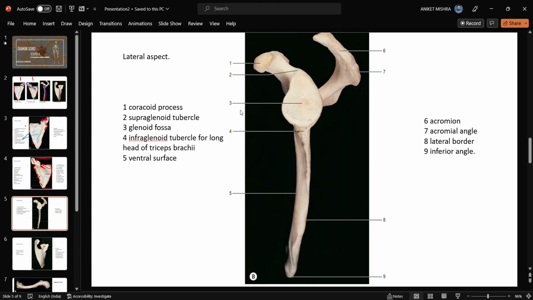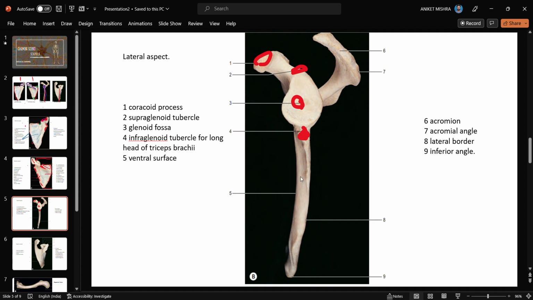If we are going to see the lateral aspect of the scapula, then we will see that the coracoid process is present here. The supraglenoid tubercle is present here, the glenoid fossa, and the infraglenoid tubercle, the origin point for the long head of triceps brachii.